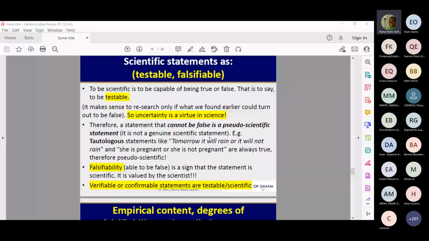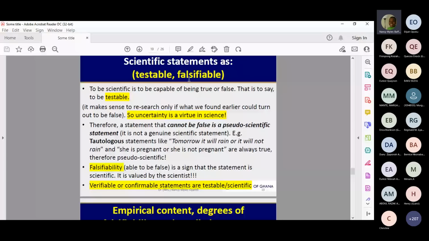And this is what your friend read on the screen. If we have such statements, which cannot be false because of their make, how the person spoke, we call them what? Pseudo-scientific statements. They are pretending to be scientific, but they are not scientific. Why? They are not testable. What does that mean? They are not falsifiable.